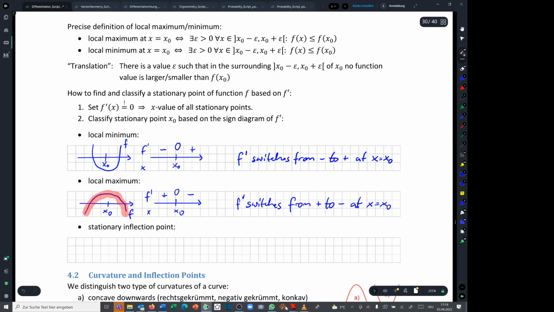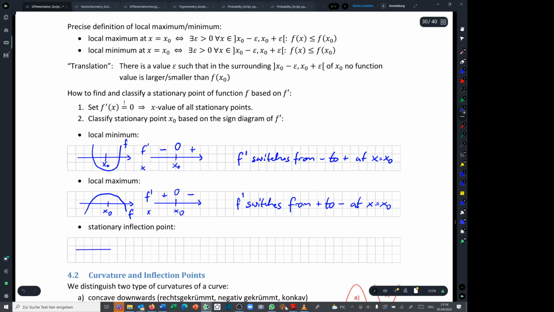We have the local maximum, so at x0 f dash is 0, horizontal tangent. Here f is increasing, the tangent has a positive gradient, so f dash is positive. Here to the right the tangent has a negative gradient, f dash is negative. So when we have a local maximum, what happens is that at x equals x0 the f dash switches from positive to negative.